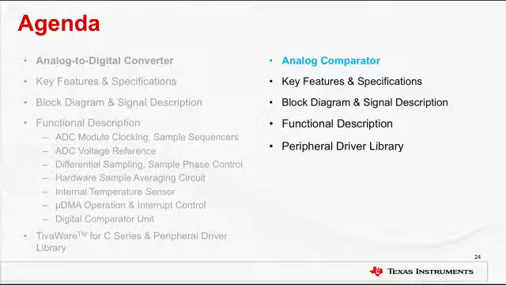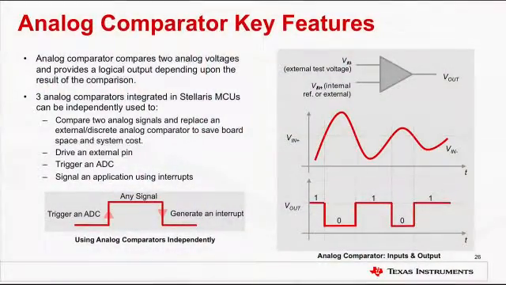Now that we have equipped you with a solid understanding of the ADC, let us take a quick look at the analog comparators now. An analog comparator is a peripheral that compares two analog voltages and provides a logical output that signals the comparison result. The comparator can provide its output to the device pin, acting as a replacement for an external analog comparator. There are three analog comparators integrated in TM4C123X devices.